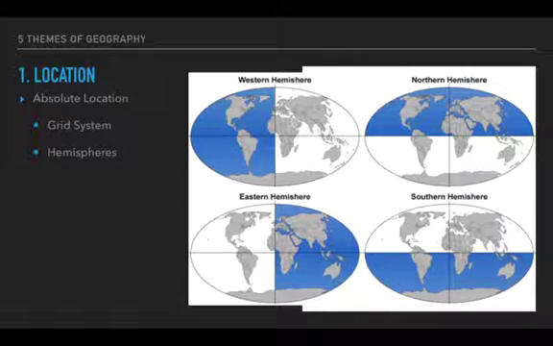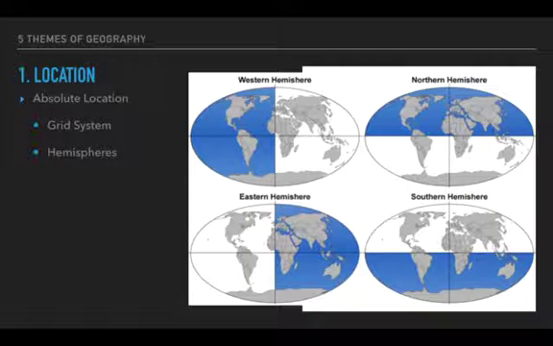You can see here by the graphic on the screen, we've got the western hemisphere and the eastern hemisphere. And these are the two halves divided by the prime meridian. That is the line going north to south here, dividing the eastern and western hemispheres. So you need to know prime meridian there and make sure that you know it divides the east and west.